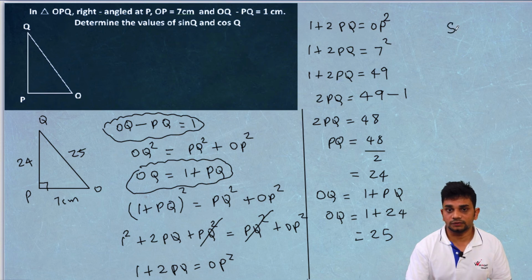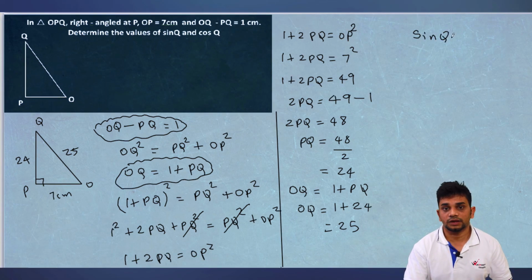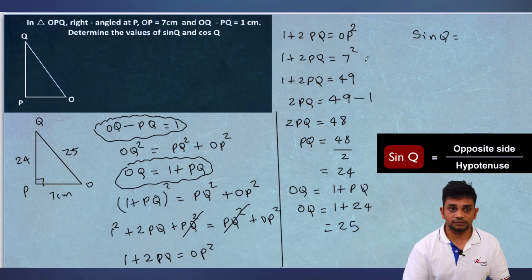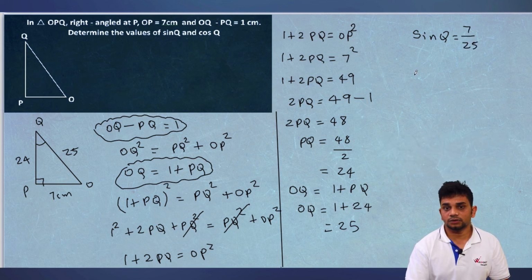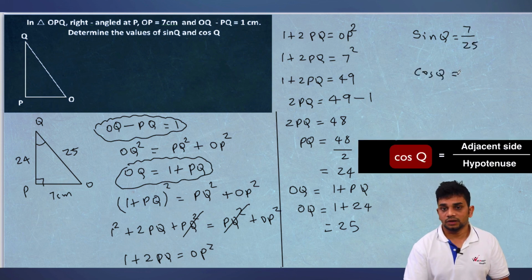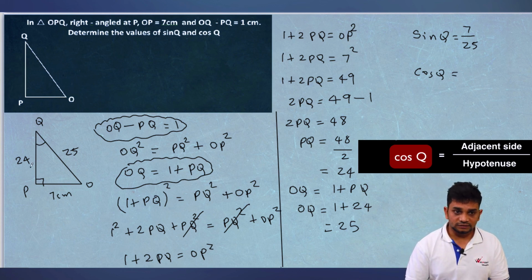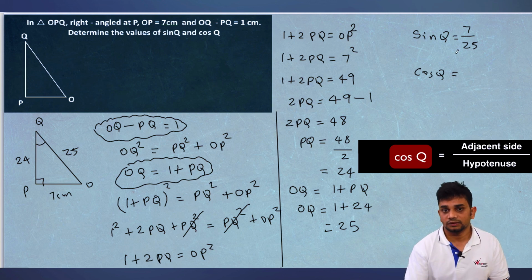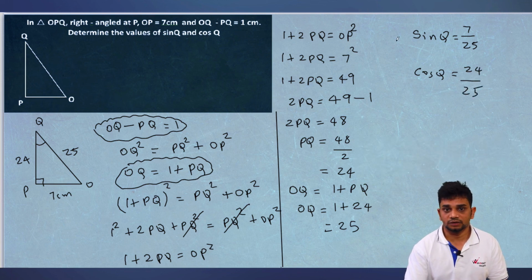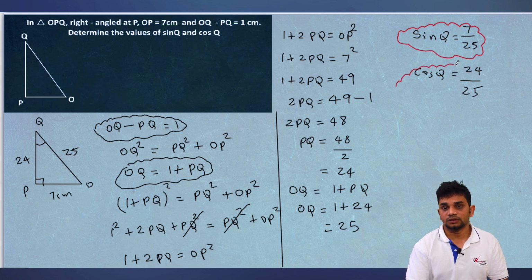First we are going to find the value of sin Q. What is the equation for sin Q? Opposite side by hypotenuse. It is the angle Q, which is opposite side 7. 7 is the opposite side and hypotenuse is 25. So we can write 7 by 25. And what about cos Q? Equation for cos Q is adjacent side by hypotenuse. It is the angle Q, adjacent side is 24, hypotenuse is 25. Then it will be 24 by 25.